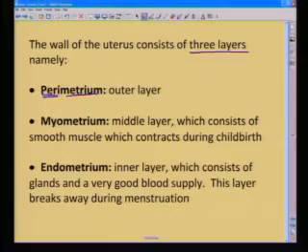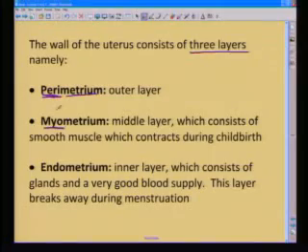So the perimetrium, peri always means outside. Think of a periscope, which you use in a submarine to look out on top of the water. Peri means outside. Myo means muscle. So it's the middle layer, which consists of smooth muscle.